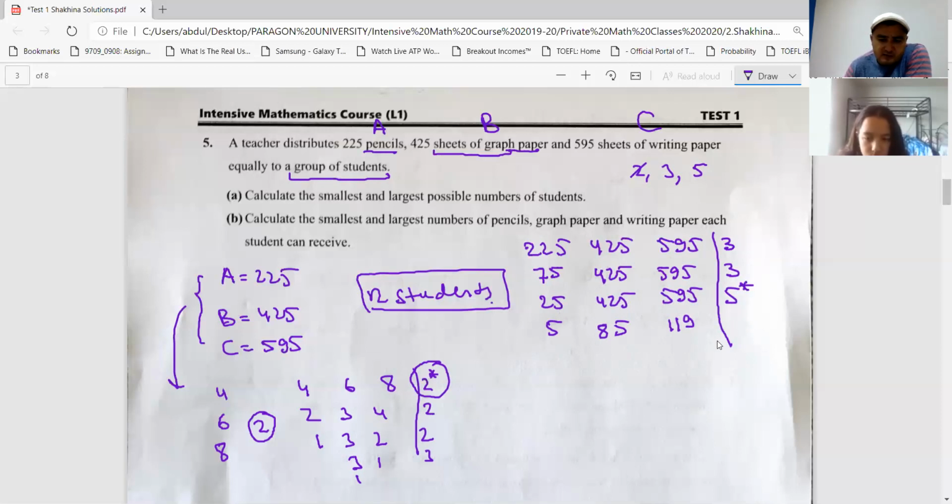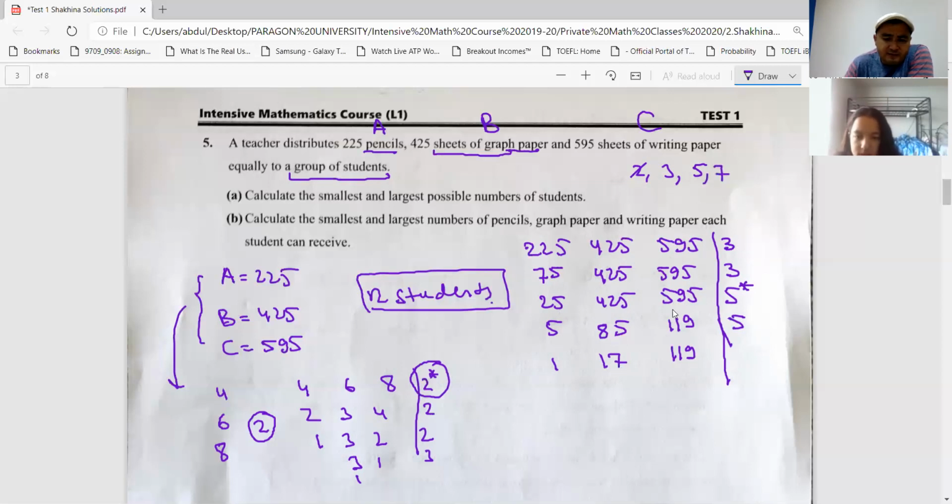Not star, actually asterisk, right? Now, still I can divide by 5. If you divide 45 by 5, that's 9. If you divide 85 by 5, that is 17. This is not divisible by 5. That is 119. So only this 5 divides 2 of them. That's why we don't put an asterisk here. So now it's not divisible by 5.